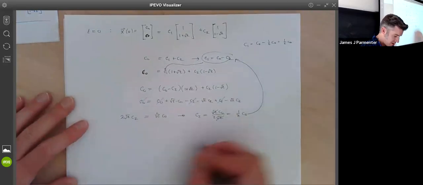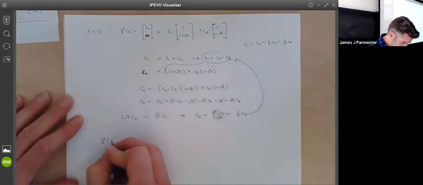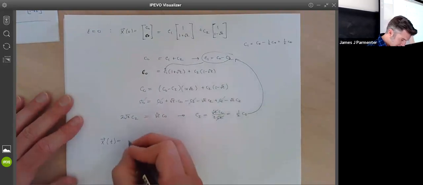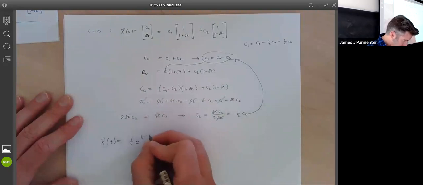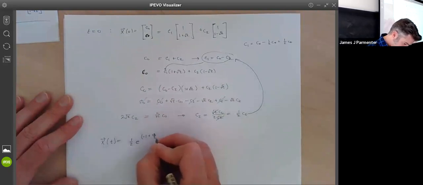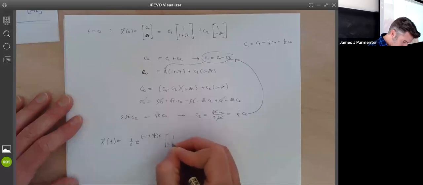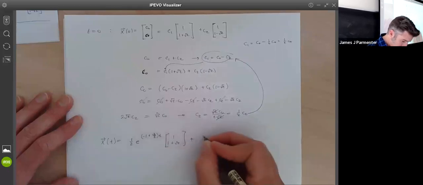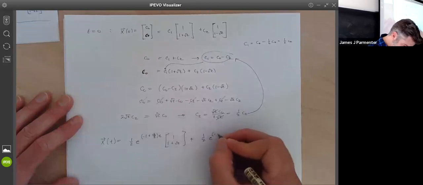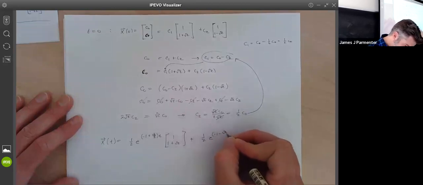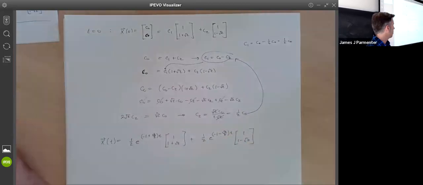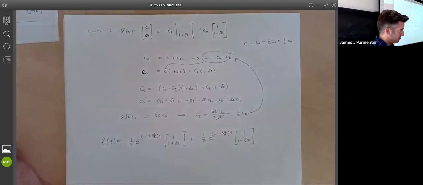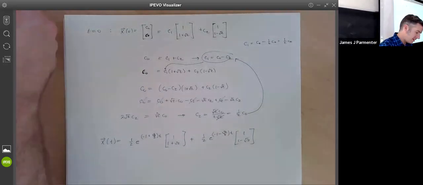So finally, we get that x as a function of t, or whatever you want to call this vector, is 1/2 e to the lambda 1 t times v1, where v1 involves 1 plus root 2, plus also 1/2 e to the lambda 2 t times your v2. That's kind of a lot. It's definitely not a good test question, but I mean, it's a fine homework question.